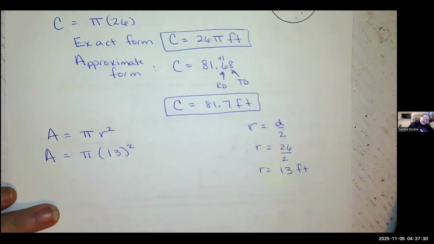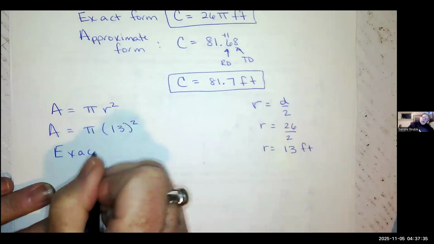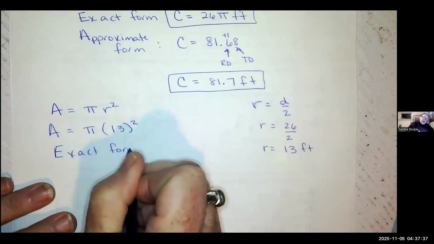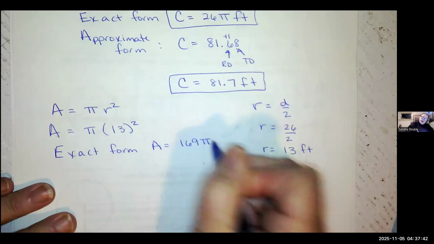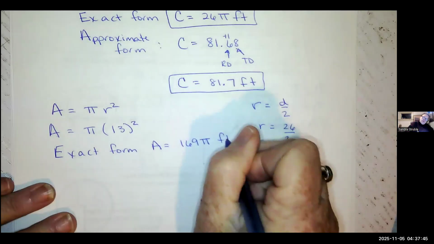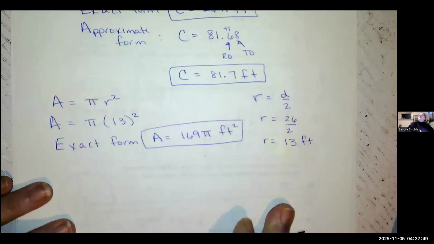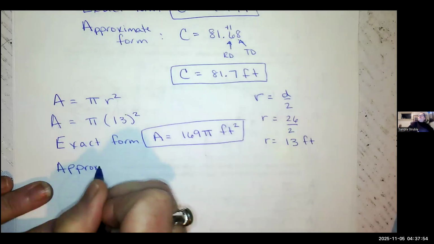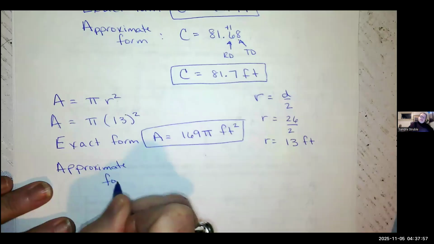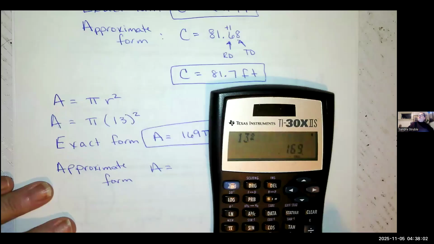So for my exact form, my area is 169 pi. Do not forget your units, feet, but this is area, so it must be squared. Okay, and then the approximate form, we just multiply them. Area is equal to 169 times pi, or I got 169 in, times pi equals, and we're rounding to the nearest tenth, which is 1 decimal place.